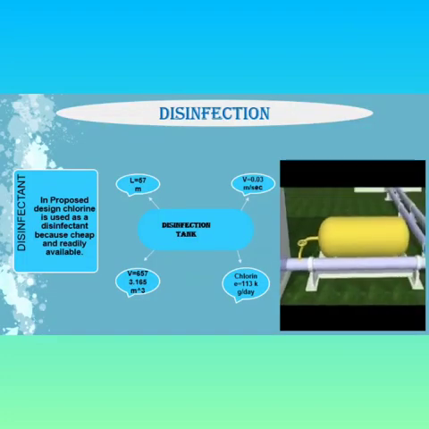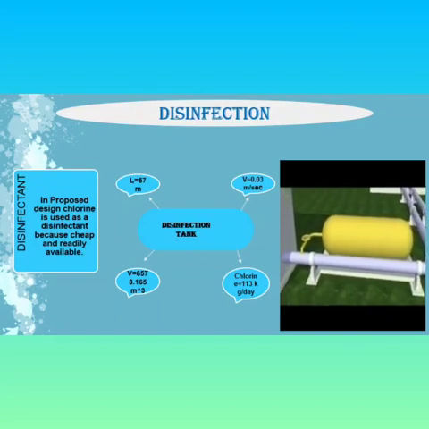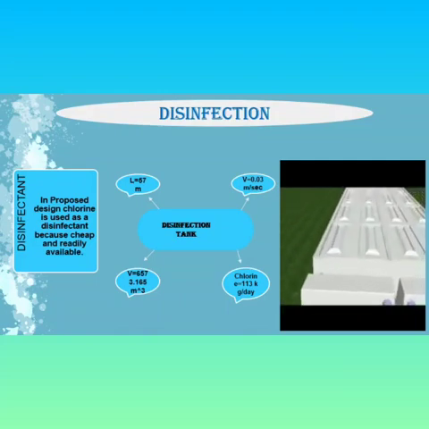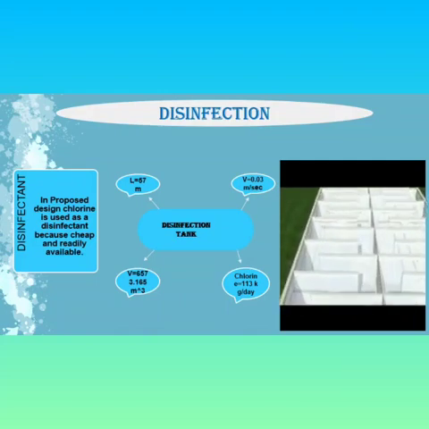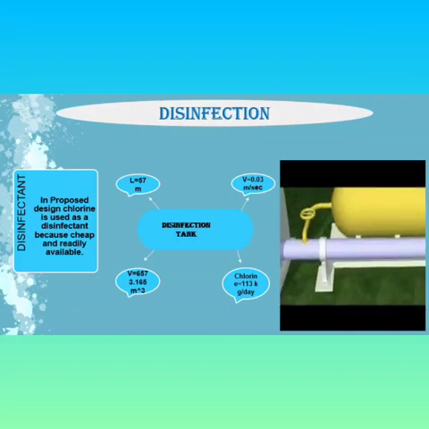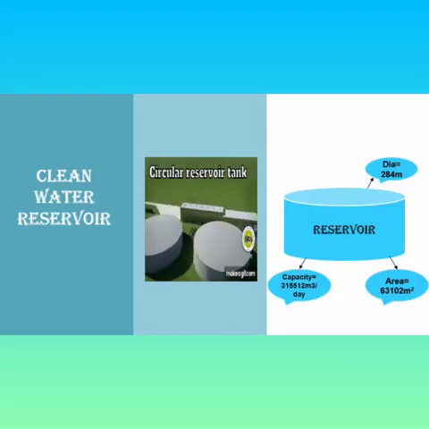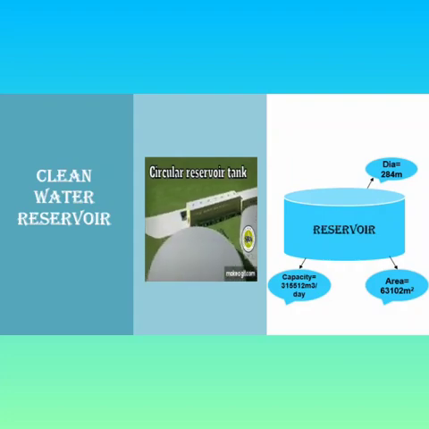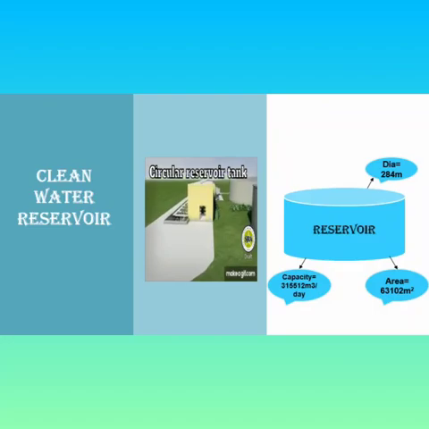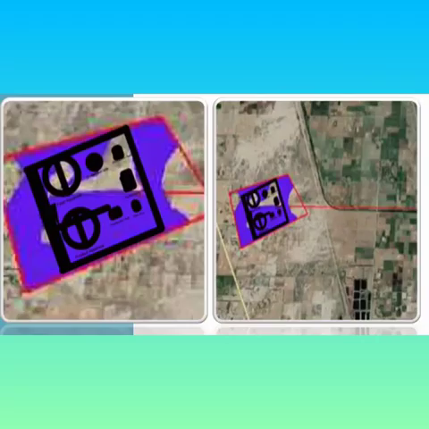Now the disinfection in the proposed design. Chlorine is used as a disinfectant because it is cheap and readily available. The disinfection tank length is 57 meter, whereas the velocity is 0.03 meter per second. Now the clean water reservoir is similar to the feed water reservoir because it is used for storage and it can transfer water to the distribution.